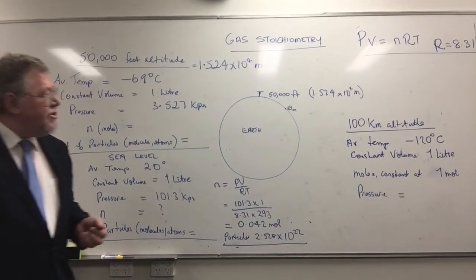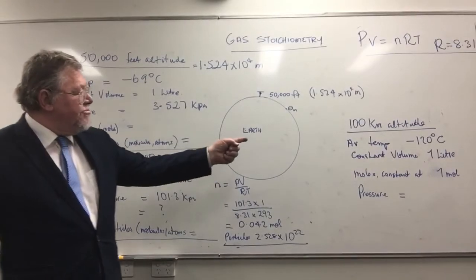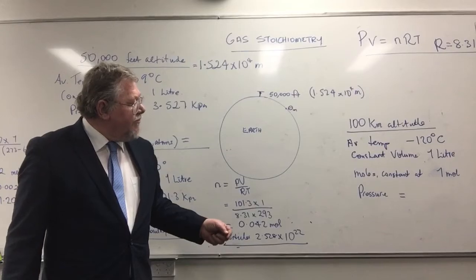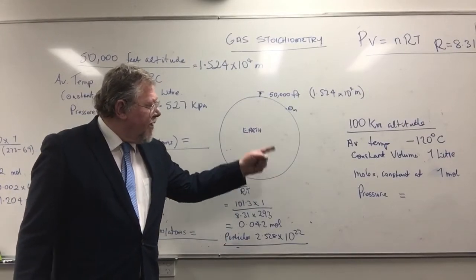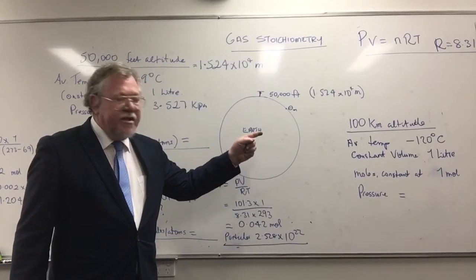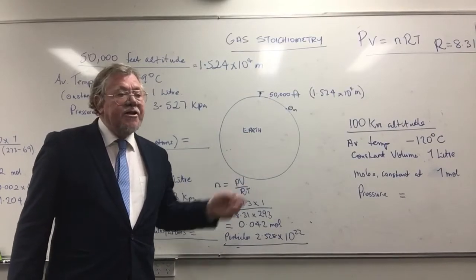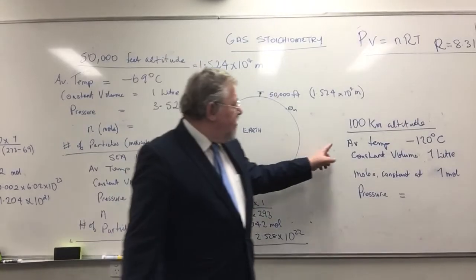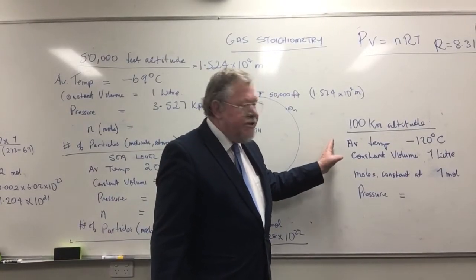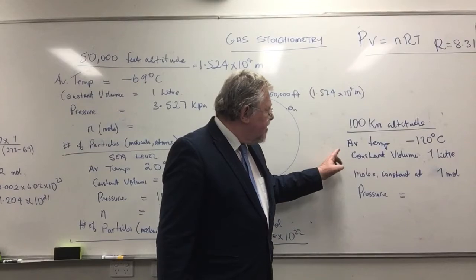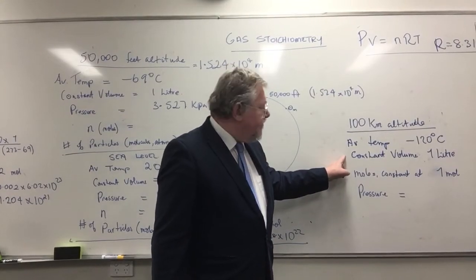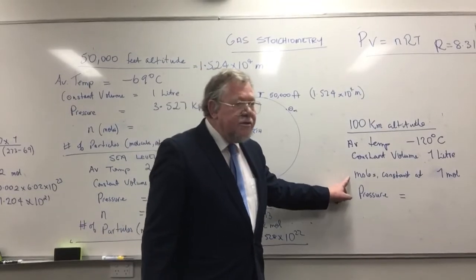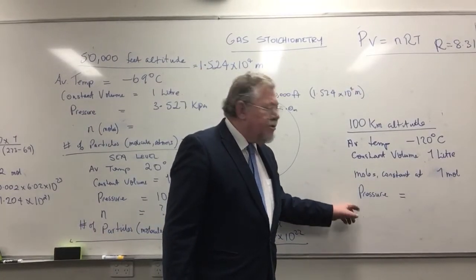So for homework, I want you to work on this particular one over here. Okay. So that might be a bit of investigation to have a look at 100 kilometers. So 100 kilometers above the Earth. You work out the temperature is measured at 120 degrees C at 100 kilometers. Again, we'll maintain a constant volume, and this time we'll maintain a constant number of moles. Okay, 1 mole, and we'll see what the pressure is.